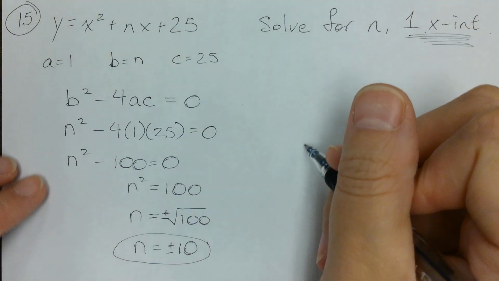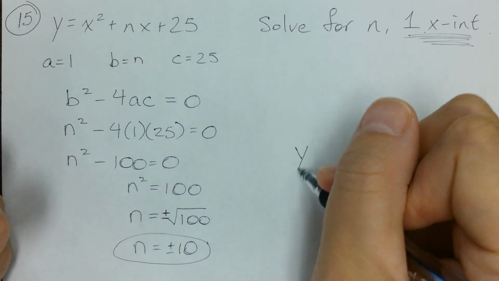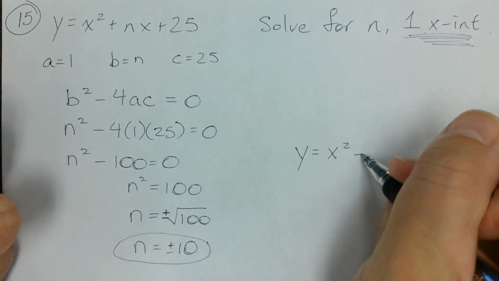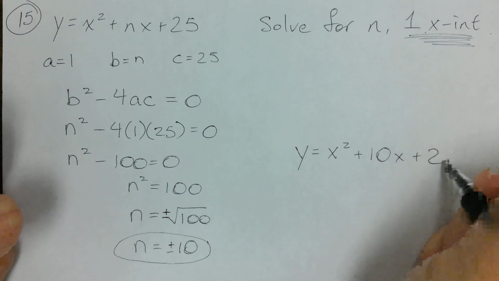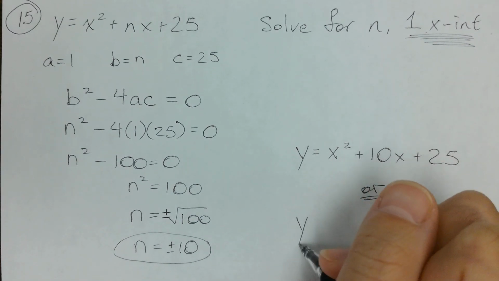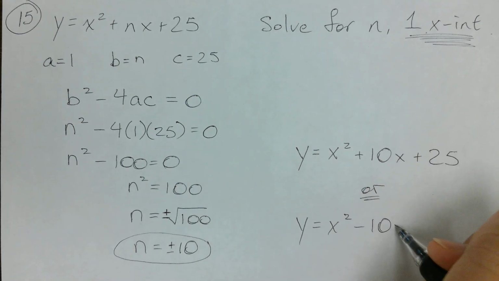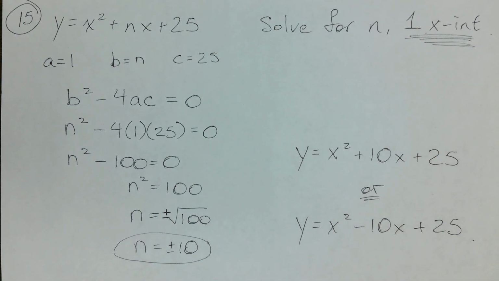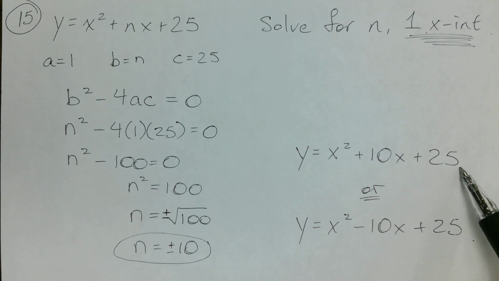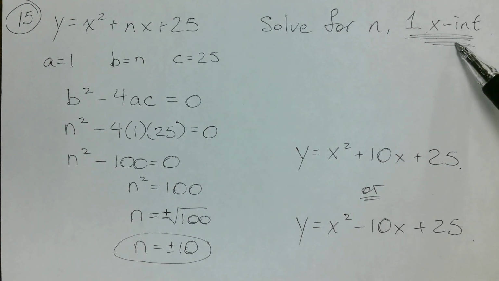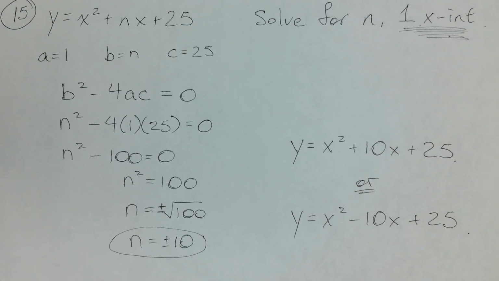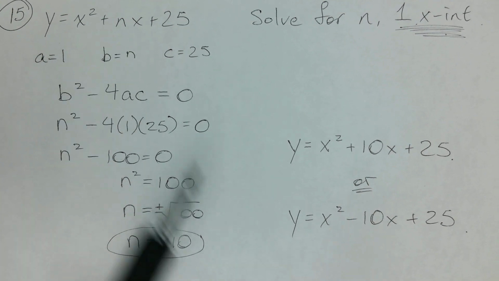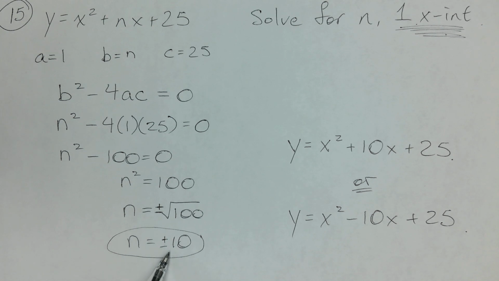So one example of an equation would be y equals x squared plus 10x plus 25, or y equals x squared minus 10x plus 25. When I graph this parabola, I'm going to get one x-intercept. So that's what it means. It was asking you, what number does it have to be here so that I only get one x-intercept? And we solved that. It's either 10 or negative 10. So this will be our equation, or this will be our equation.